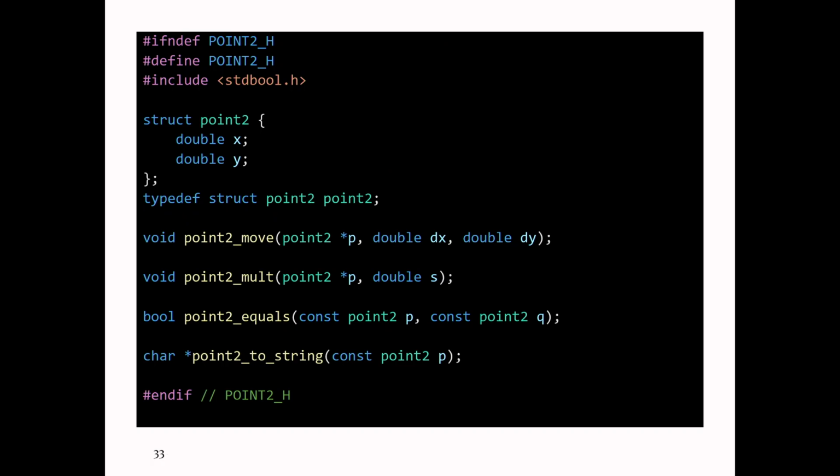Okay, so what does the rest of the header file look like? I'm going to include stdbool because I want equals to return bool. There's my structure for point2. There's my typedef for point2. And here are all the declarations for my functions in the header file. So whenever somebody includes this header file, they get the definition of the structure, they get the typedef, so that they can use the name point2 instead of struct point2. And then in the C source code file that they're writing, they can use any one of these four functions.